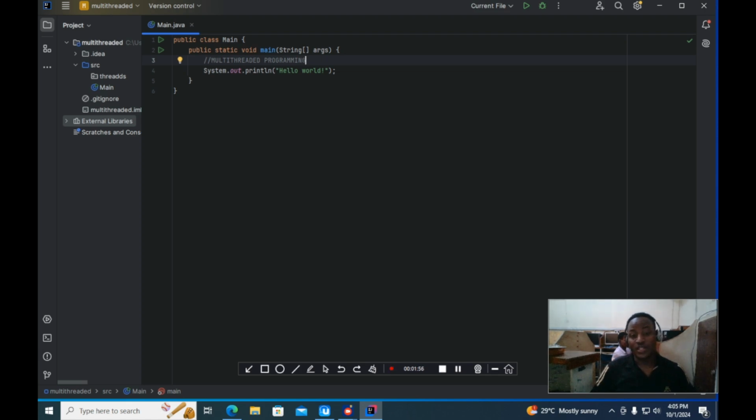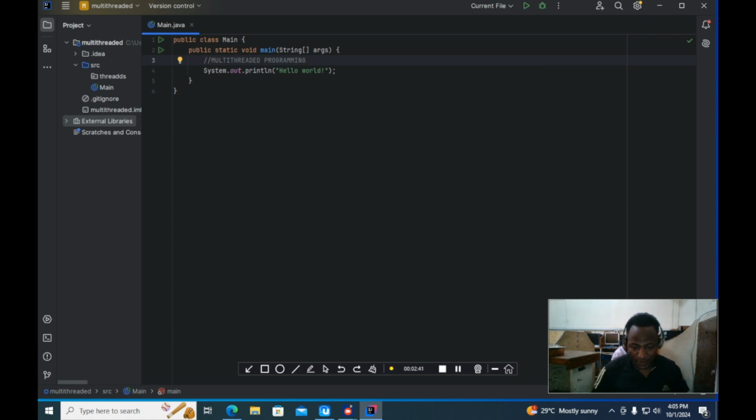Each thread basically defines a separate path of execution, and when we look at multi-threading in Java, we look at it as some form of multitasking. There are two distinct types of multitasking that are supported by modern operating systems.